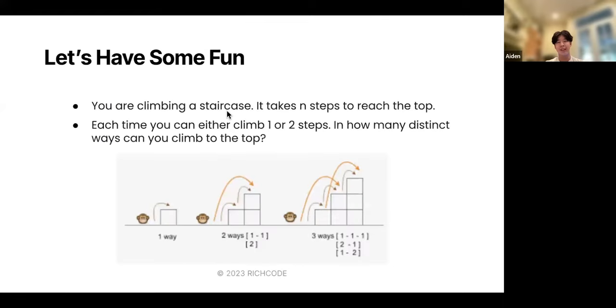I believe our time is almost up, but there are some challenge problems that we have. If anyone wants to try and figure this one out quickly, essentially just try and find a recursive function that can solve this problem.